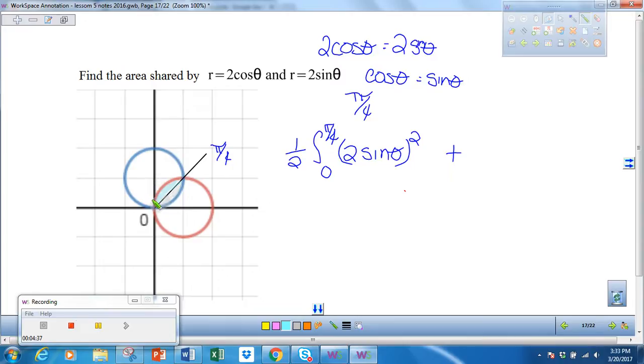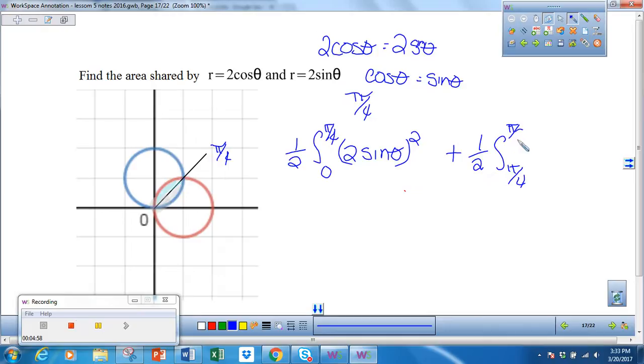Well, where kids had trouble today is determining where am I going to. Because I'm only in the first quadrant, I'm going to pi over 2. So this one would go from 1/2 pi over 4 to pi over 2. And it's being defined by the red graph, which is cosine. So this would give me 2 cosine theta quantity squared. And then after this, of course, I just use my calculator to determine that area.